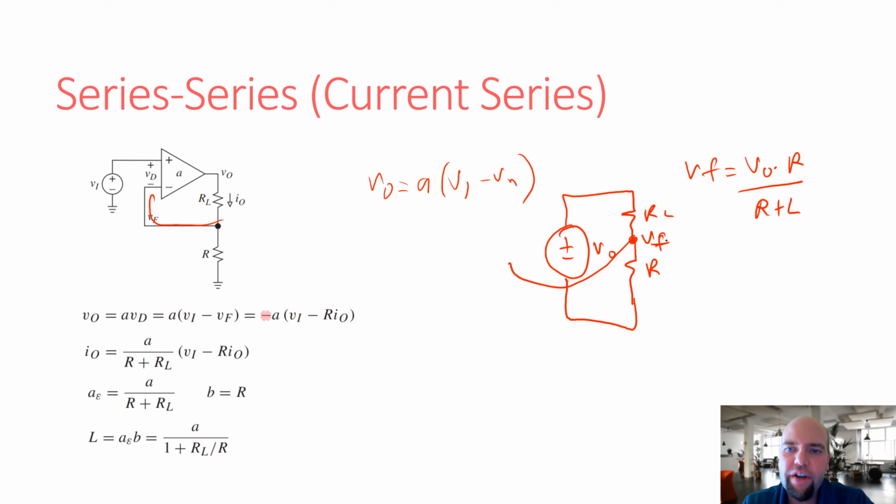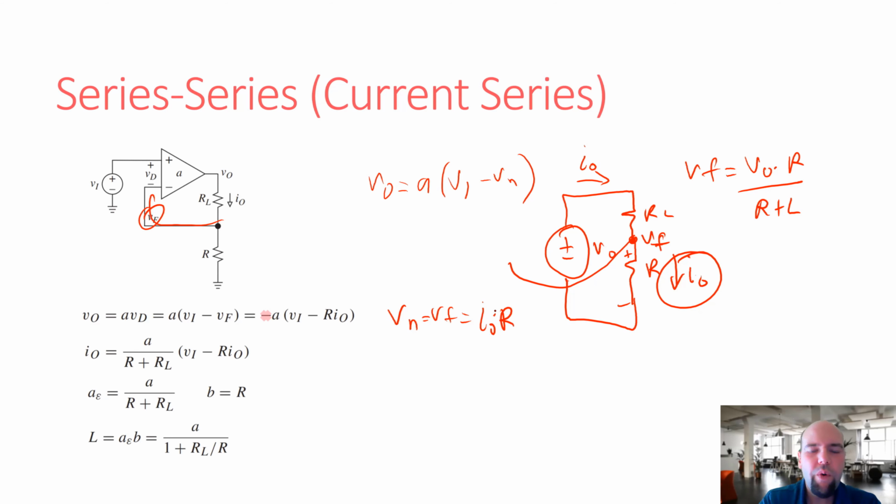Vn here, which is VF, right? I don't know why it's labeled VF here. But this voltage at the negative terminal can easily be written in the form of the output current. It's simply going to be the output current times R, right? VF is this voltage across this resistor, which is the output current times R. And that's what we want. We want to represent things in terms of the output current and input voltage. We are sampling current and using that for the comparison.